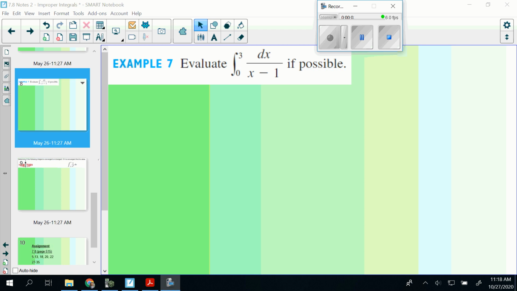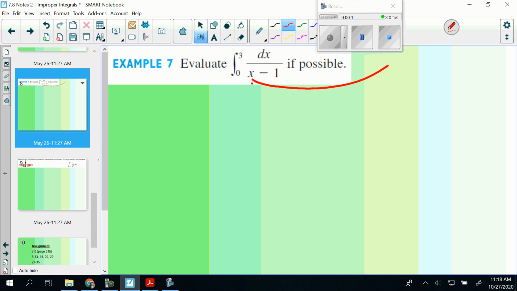Okay, if we look at this one, both our limits are going to be okay here. 0 works if we put it in, 3 works if we put it in, but we know there is a number here that's not in the domain. If x equals 1, that doesn't work because x equals 1 is not in the domain of this function. We're going to have an asymptote or something going on there.